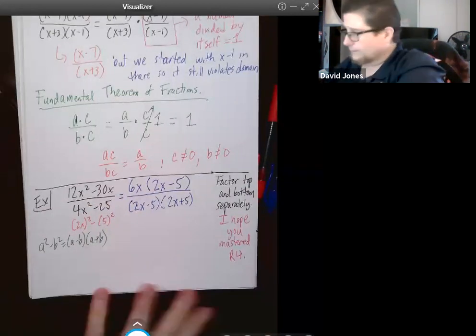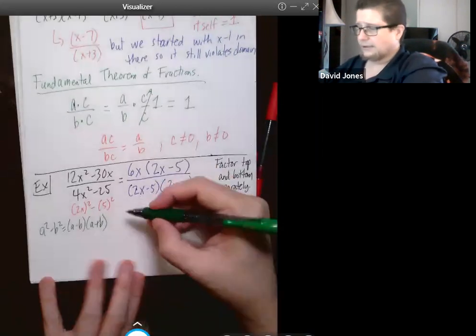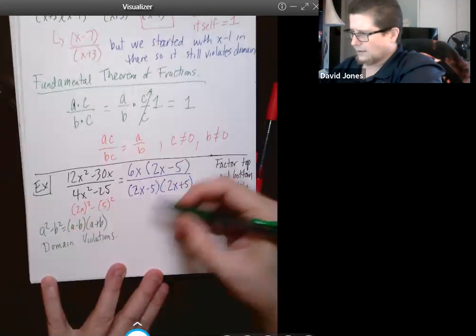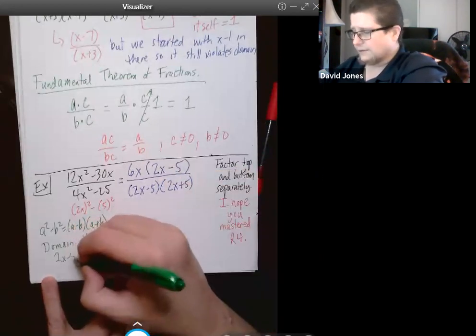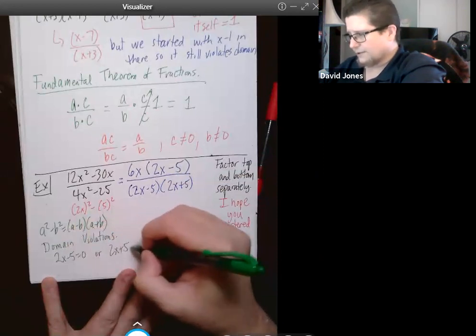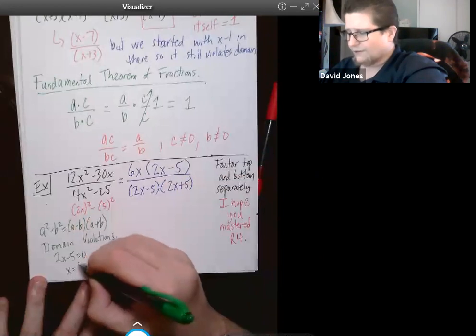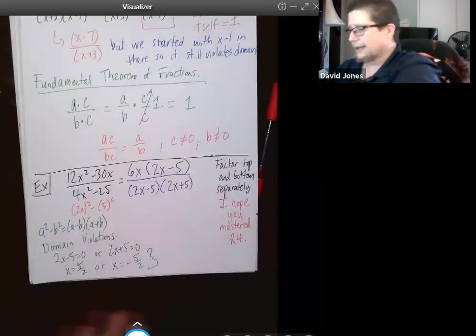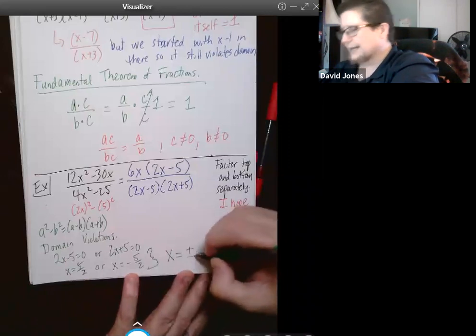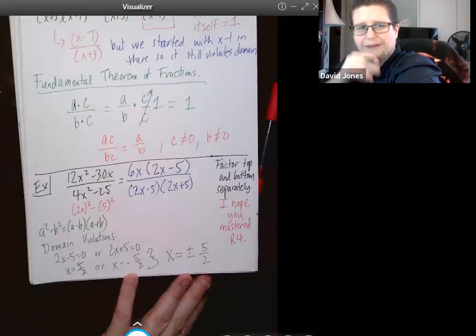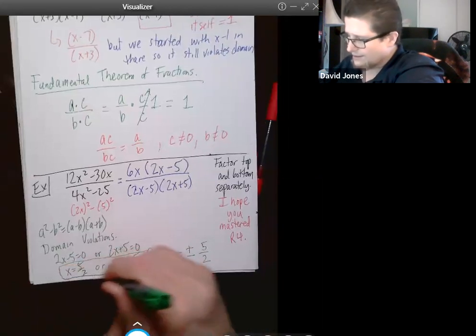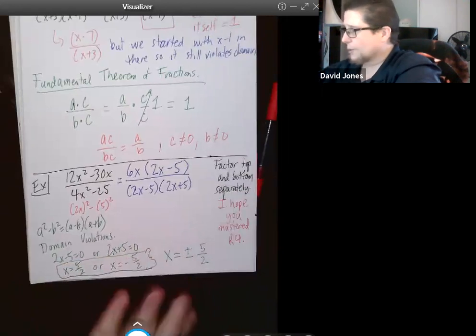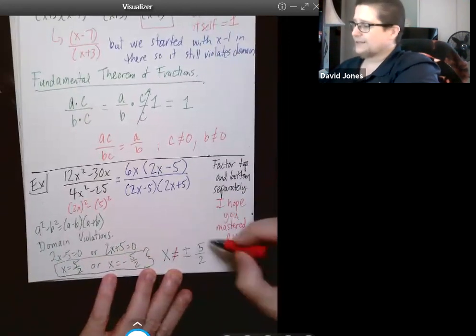So, domain violations. 2x minus 5 equals 0, or 2x plus 5 equals 0. And we get x equals 5 over 2, or x equals negative 5 over 2. And these are commonly written as one thing. We say x equals plus or minus 5 over 2. So that's a way of simplifying this whole thing, writing it in less stuff. And that's what violates the domain. So we're going to say x cannot equal plus or minus 5 over 2.